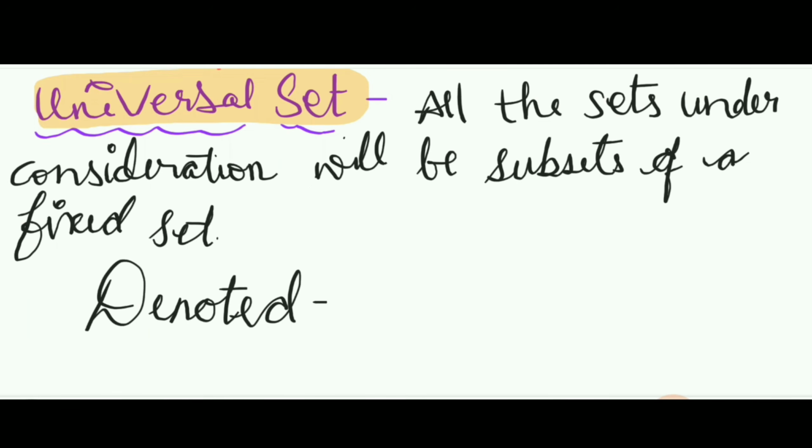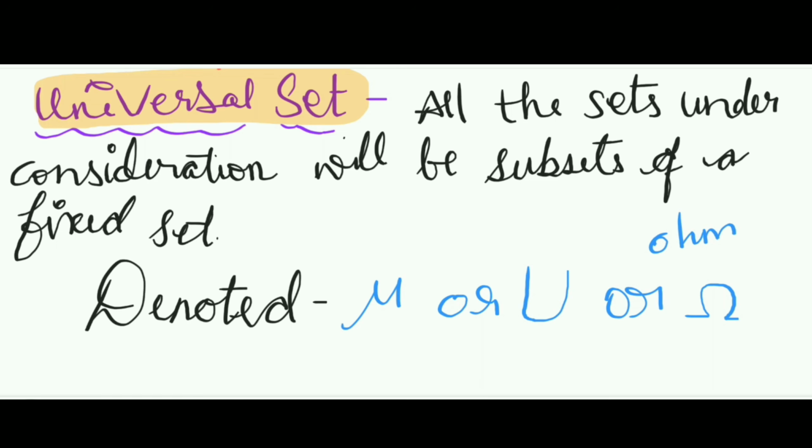Now universal set. All the sets under consideration will be subsets of a fixed set. So whichever sets you are considering will be subsets of a fixed set. That is fixed actually, so that's what we call the universal set. And how is it denoted? It is denoted with the letter mu, or union U, or this symbol that is called ohm. Okay, ohm, spelling is OHM.